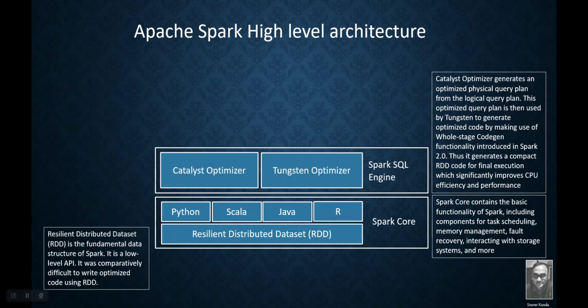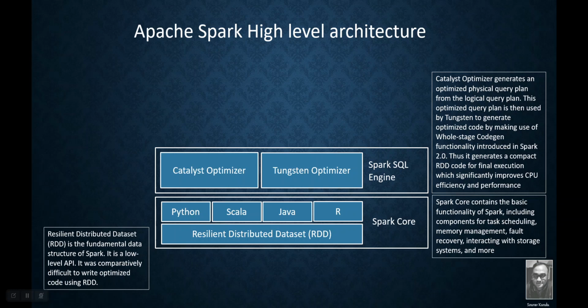This optimized query plan is then used by Tungsten to generate optimized code by making use of the whole stage code gen functionality, which was introduced in Spark 2.0. Basically it generates a compact RDD code for final execution, which significantly improves CPU efficiency and performance. So using both of these optimizers, the generated code will be very compact and optimized, and it will significantly improve your CPU efficiency and performance.